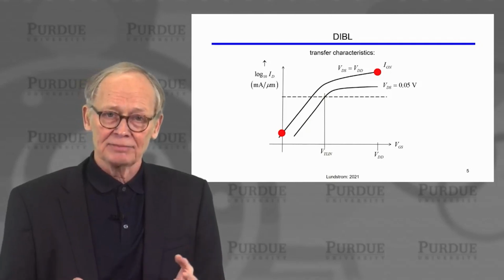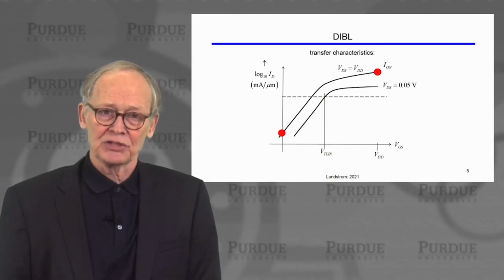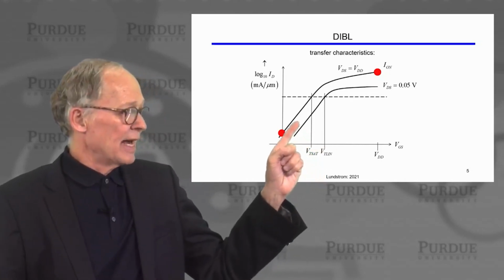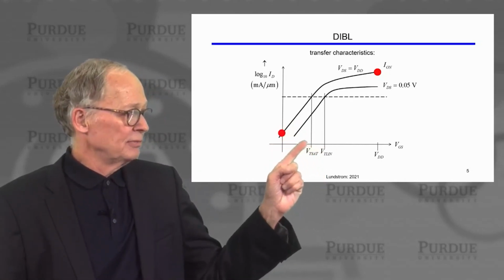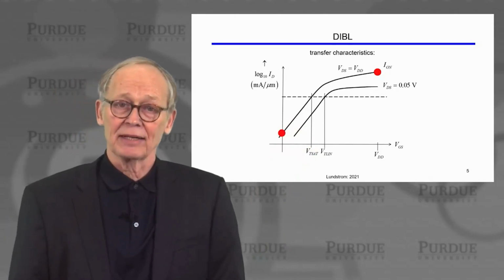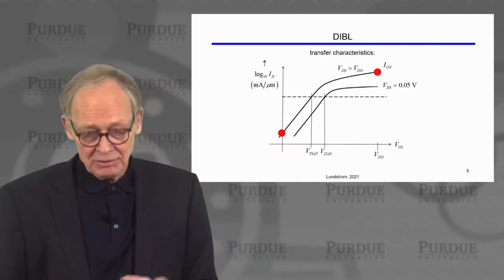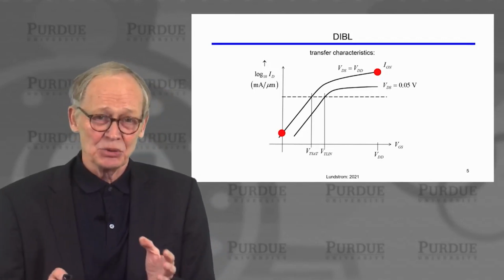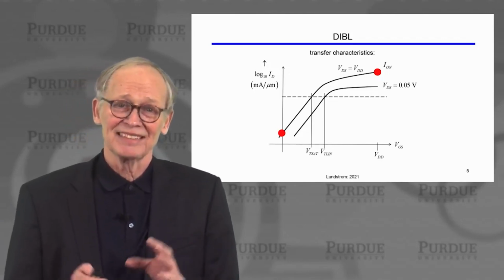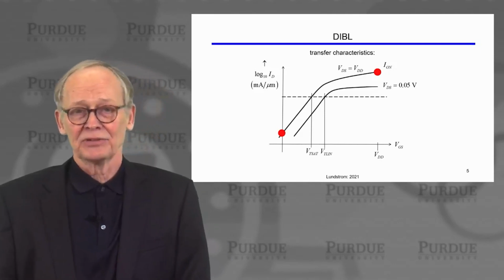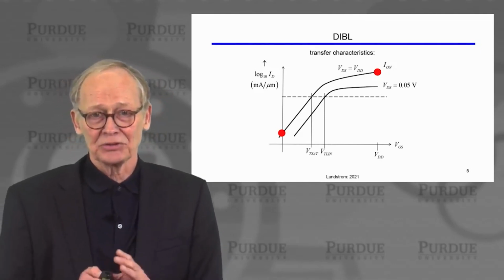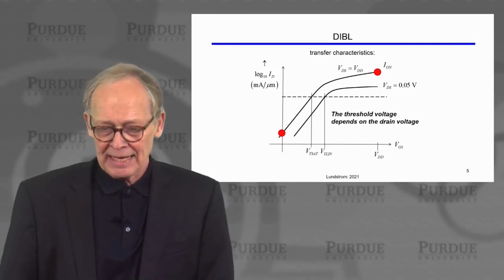To achieve that current, we would call that the threshold voltage in the linear regime. At a higher drain voltage, that same current is achieved at a lower gate voltage. So we would call that the threshold voltage in saturation. So there are actually two different threshold voltages. That's not a desirable feature. Transistor designers try to make those two threshold voltages as close to each other as possible.